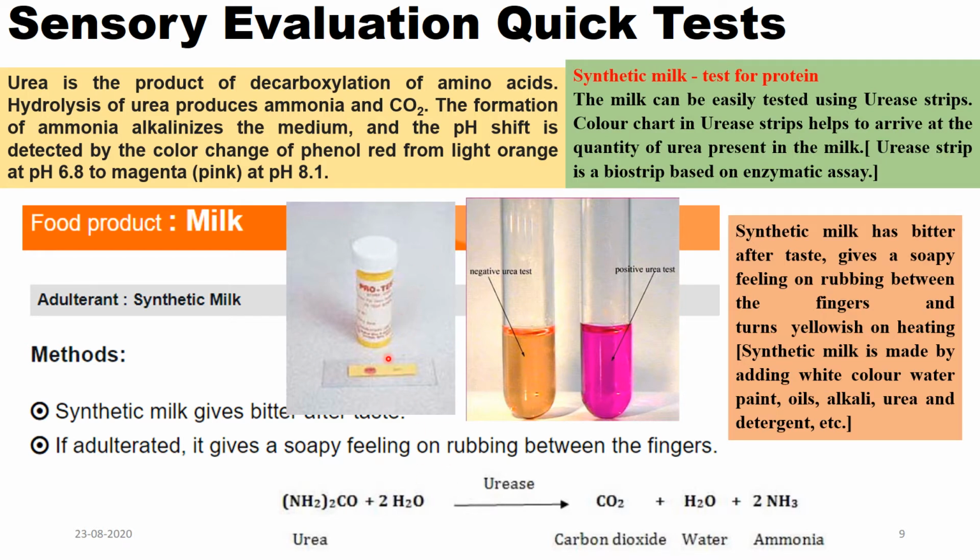When we are adding 1 drop of milk here, if it is adulterated with the synthetic milk, the presence of urea is here. The conversion of urea into water, ammonia and carbon dioxide will immediately give magenta color to the strip. So we can easily identify whether the pure milk is adulterated with synthetic milk.